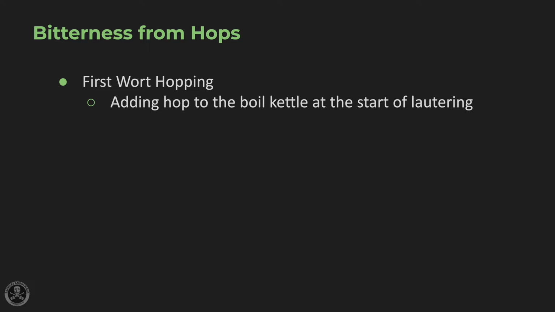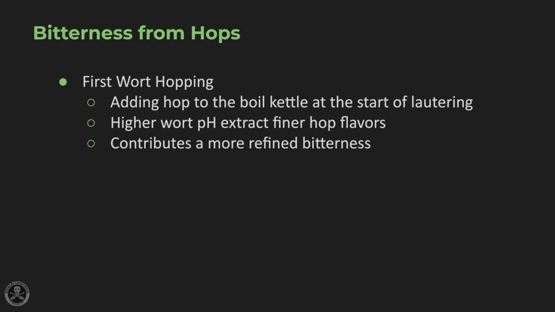At this point in the process, the pH of the wort is higher than when it's being boiled and thought to extract some of the finer hop flavors. They're left in throughout the entire boil, which contributes to a more refined bitterness. This is a technique taken from old German brewing methods that were developed for brewing hop-centered German beer styles like Pilsners.